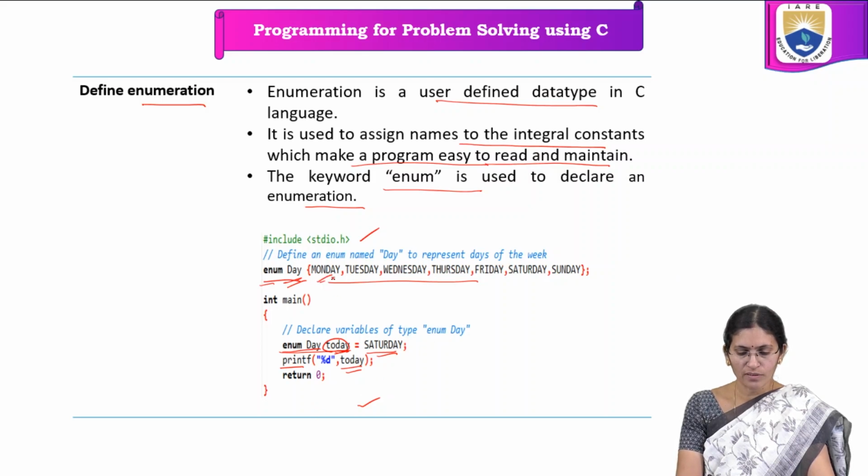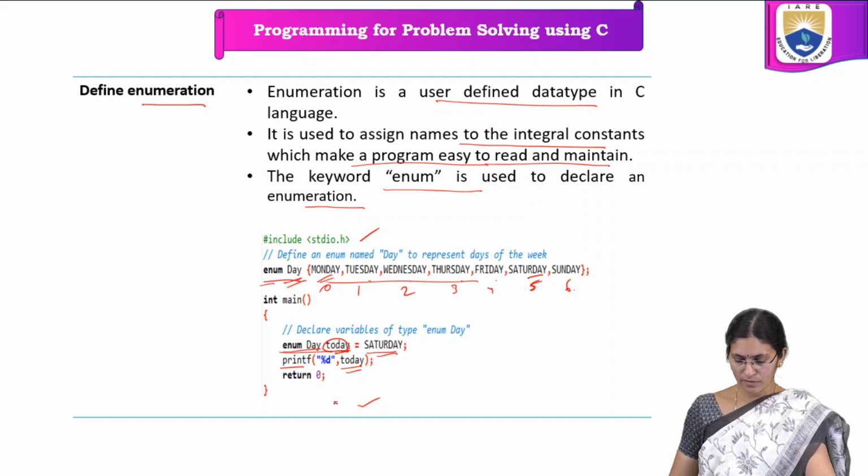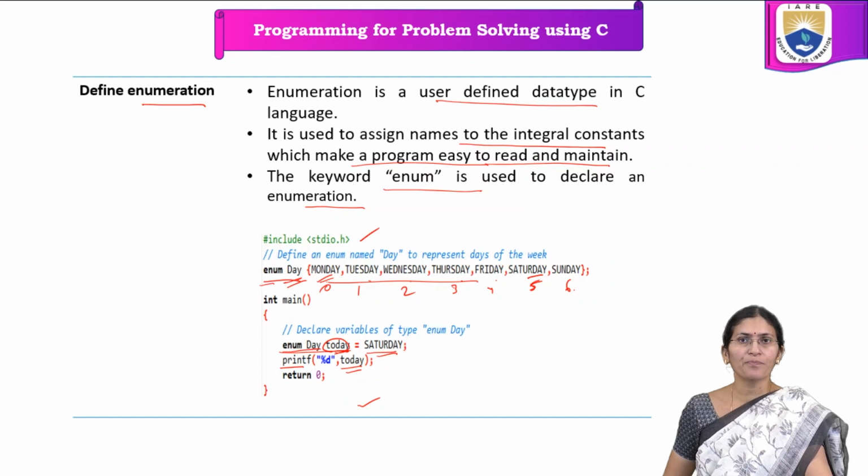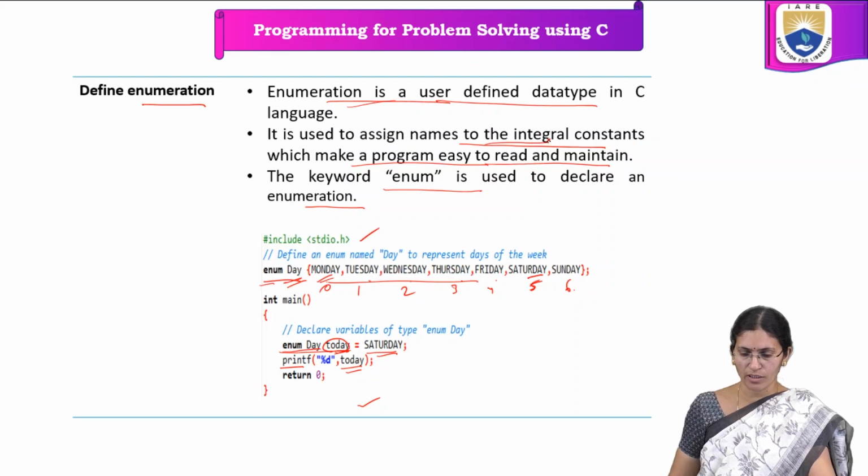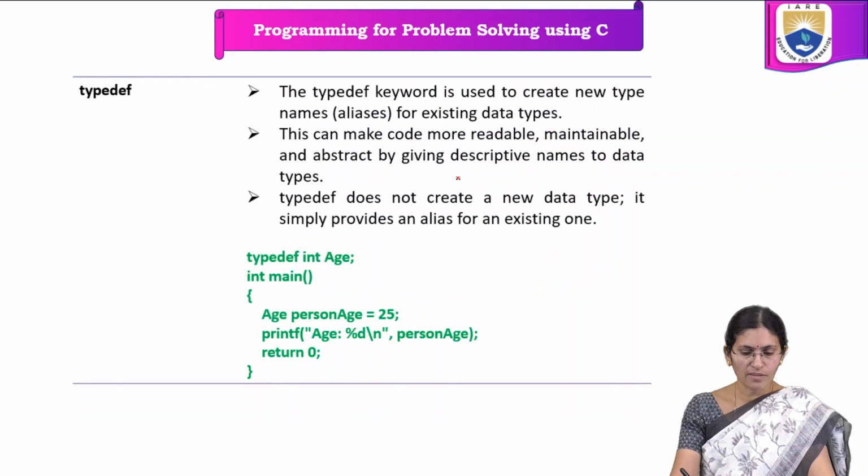Because this assumes a value 0, 1, 2, 3, 4 and 5. So it has a value 0, 1, 2, 3, 4, 5 and 6. So in this way you can use your own user-defined data type defined in the form of enumeration to assign names to integral constants. Next one is typedef.